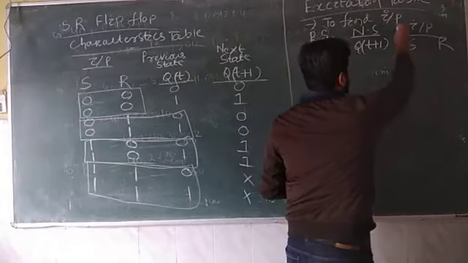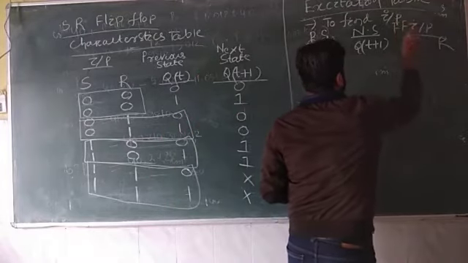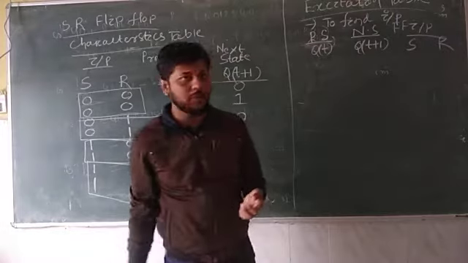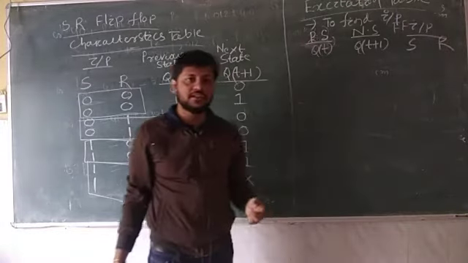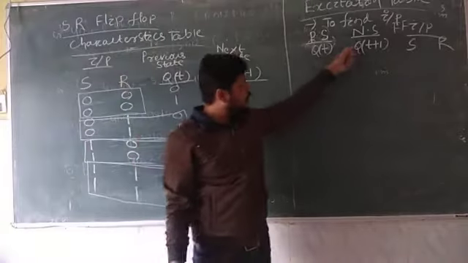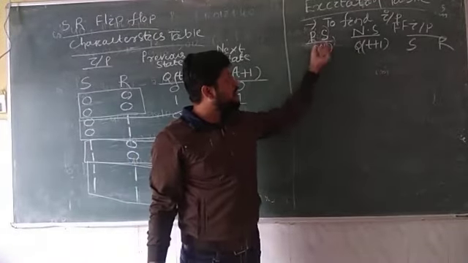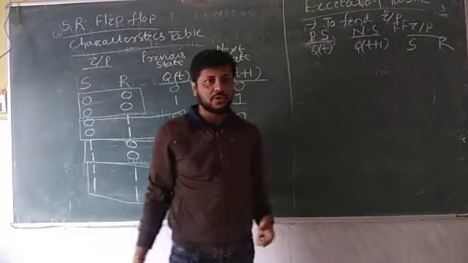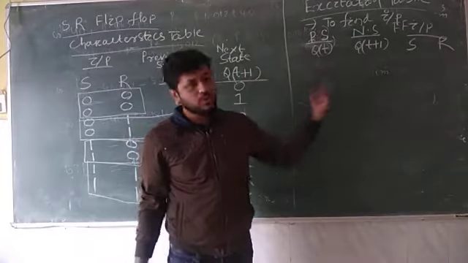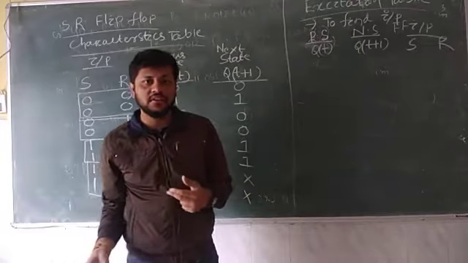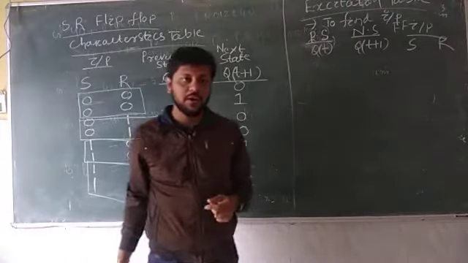Your flip-flop input. FF stands for flip-flop, P.S. stands for present state, and N.S. stands for next state. You can identify that Qt means your present state and Qt+1 means your next state. These two, present state and next state, are given, and you need to find the flip-flop input.